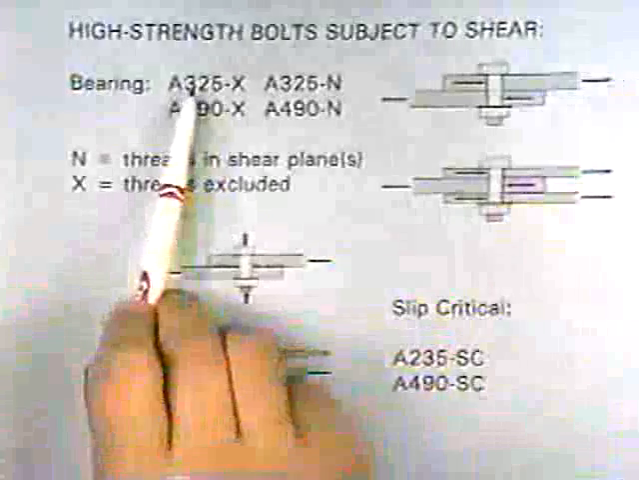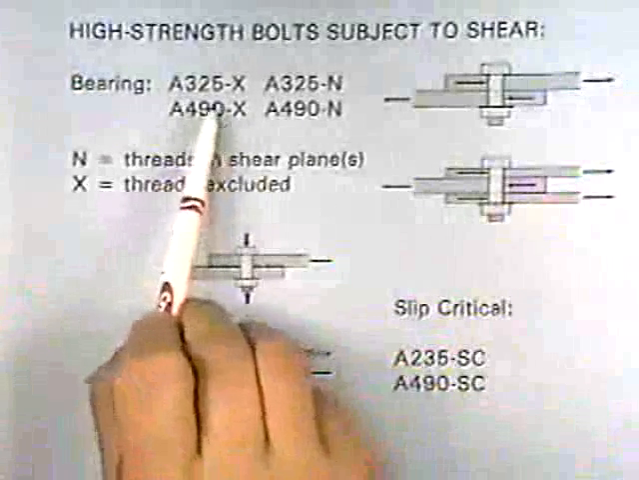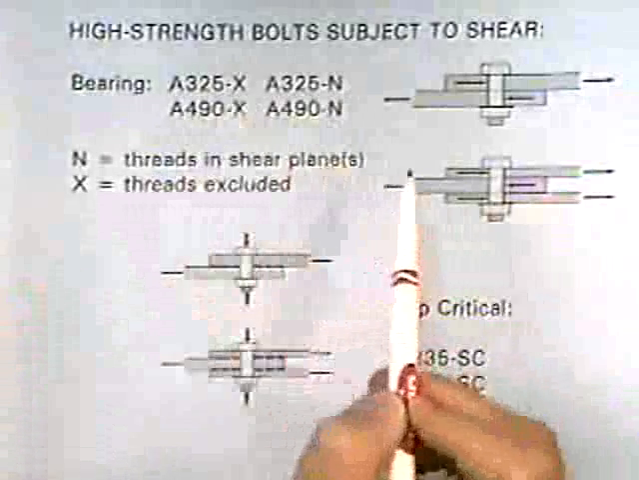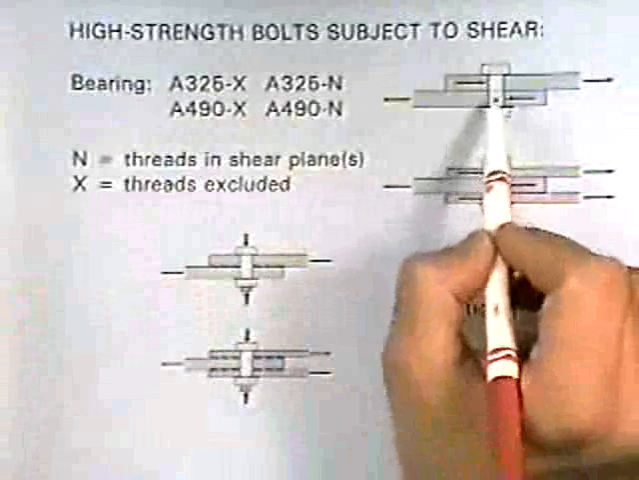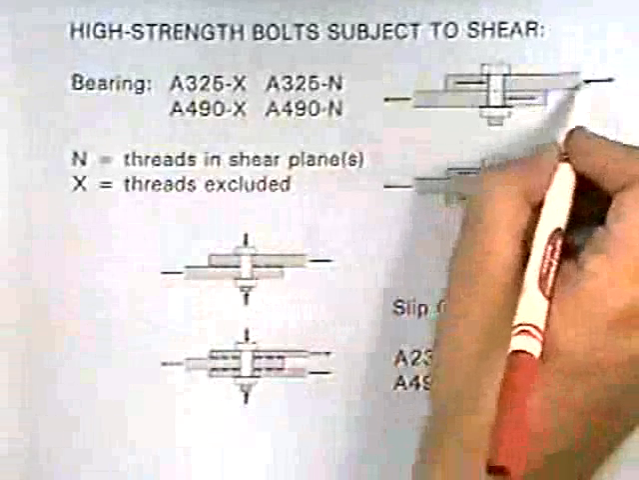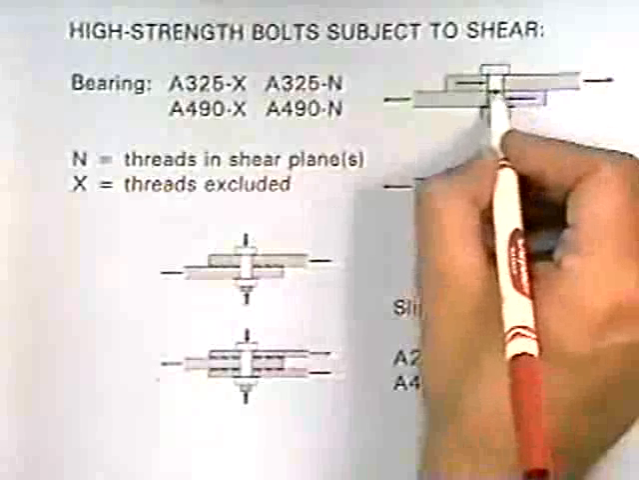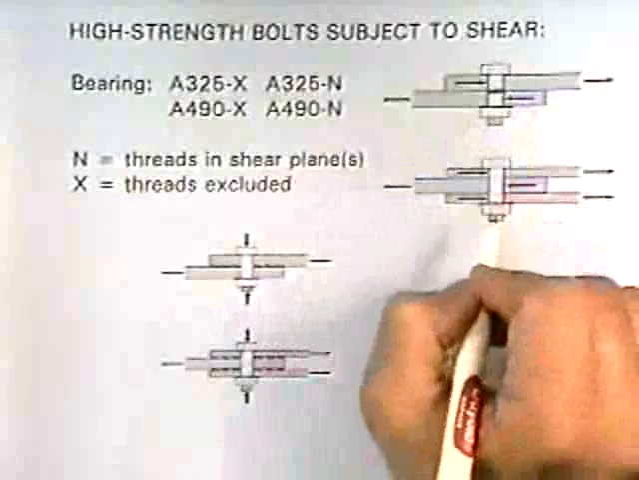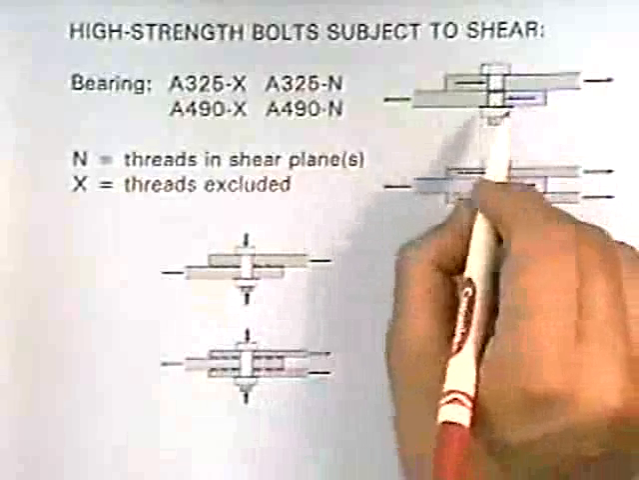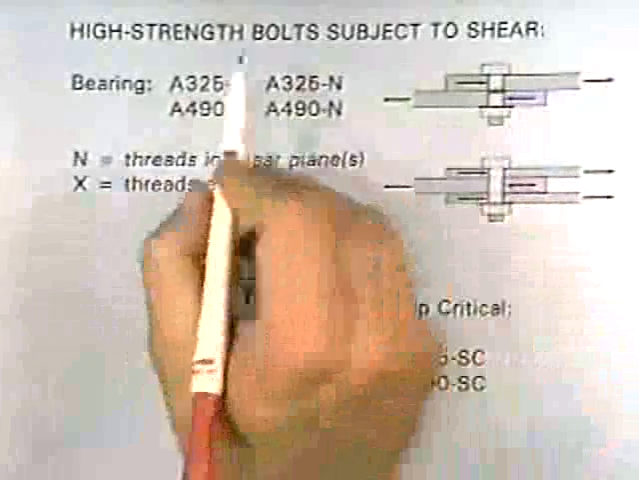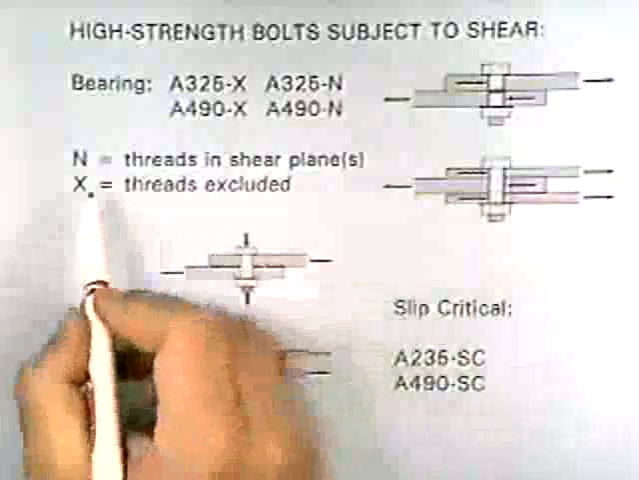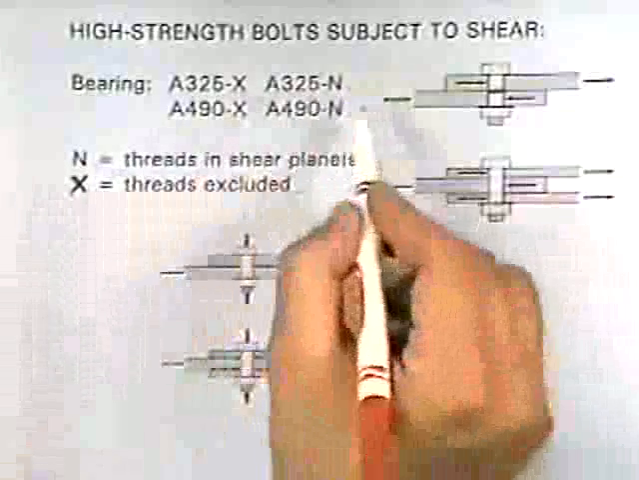For high-strength bolts subject to shear, we have several cases that can happen for the two bolt designations that we have: X or N. X means that the threads of the bolt do not lie in the failure plane. What's going to happen is, as the bolt goes to failure, it's going to form a shear plane right at this interface. If the threads aren't in that shear plane, well, then we've got the full area or diameter of the bolt to resist that force. And if the threads are excluded from the shear plane, then it's designated as X.